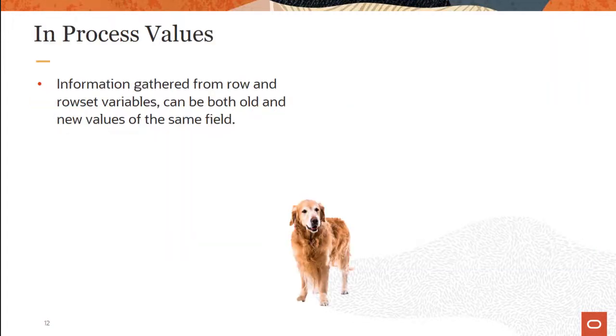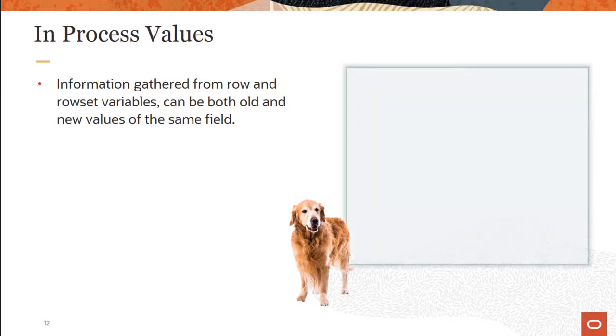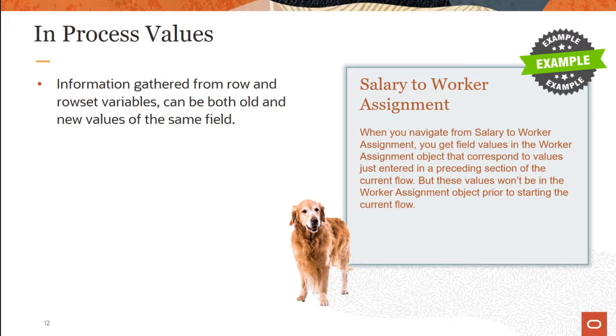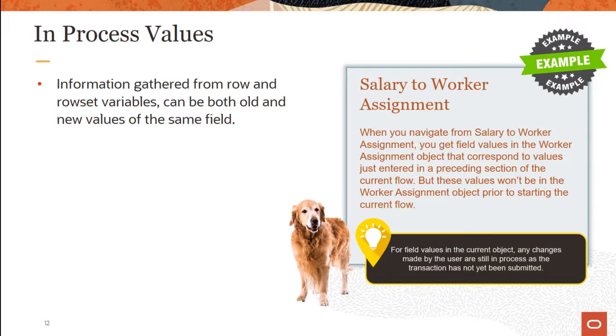The information you gather from row and row set variables can be both old and new values of the same field. For example, when you navigate from salary to worker assignment, you get field values in the worker assignment object that correspond to values just entered in the preceding section of the current flow. However, prior to starting the current flow, these values won't be in the worker assignment object. For field values in the current object, any changes made by the user are still in process as the transaction has not yet been submitted. Similarly, any fields of related objects you fetch are also in process and not yet submitted.